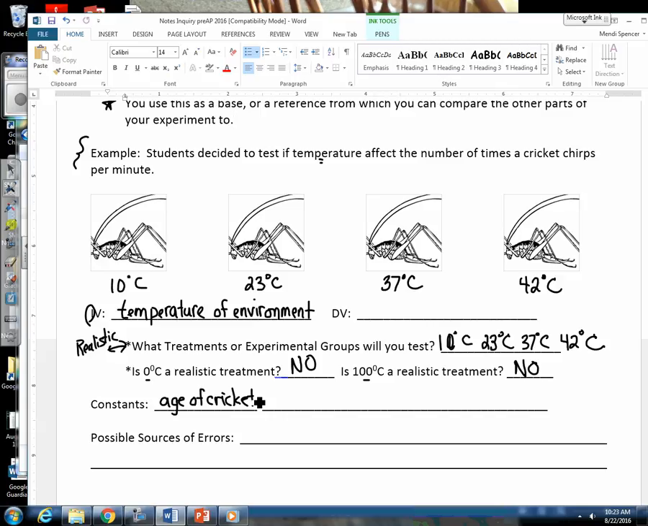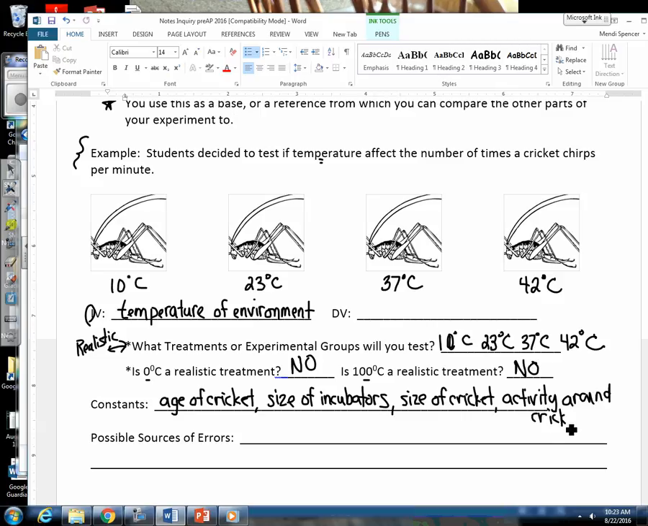Something else that would need to be constant would probably be the size. And if I say size, you might think size of the cricket, but I was going to say size of these incubators. That's why you have to give more than one word, because if I write size, you might think I'm talking about the size of the cricket. But that would also be something that we would want to keep constant, the size of the cricket. Something that would be critical would be the activity around the cricket.